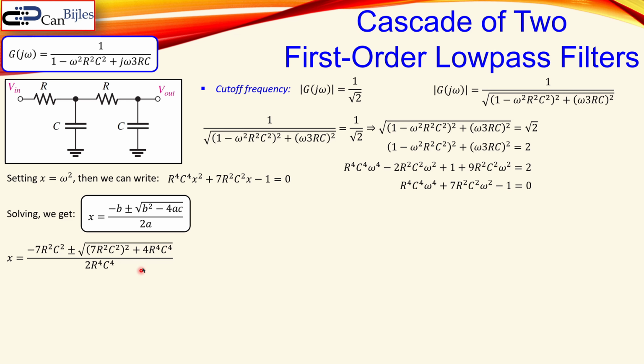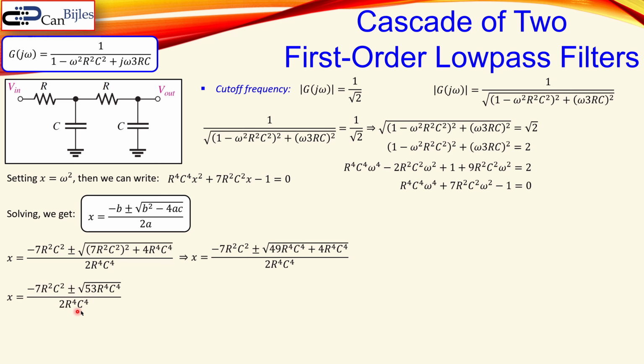Okay, now you will see that this will be 49, because 7 squared is 49, and then R squared squared is R to the power 4, and C squared squared will be C to the power 4. And all this together will be 53 R to the power 4, C to the power 4 in that square root. You can now take this R to the power 4, C to the power 4 out of that square root and make it like so. So that will be R squared and C squared, and then you have only that square root of 53.